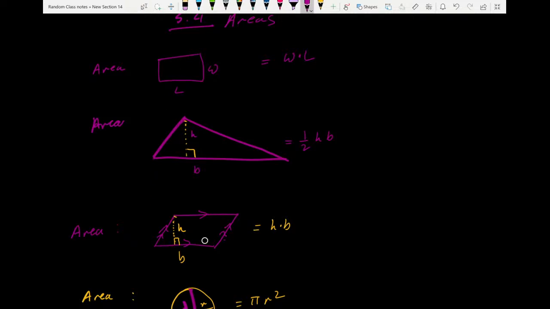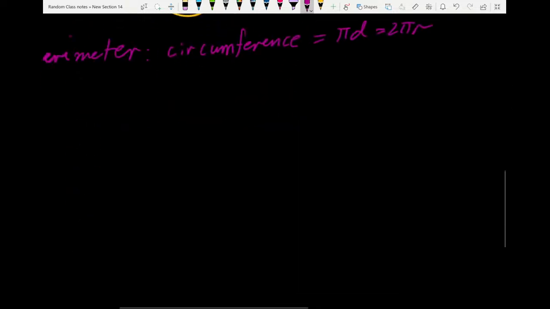Perimeter for these polygons, you just add all the sides. That's all you do. Don't worry about memorizing the formulas, anything like that. That's all we're doing. Now, how do we use this to do the problems on our homework?